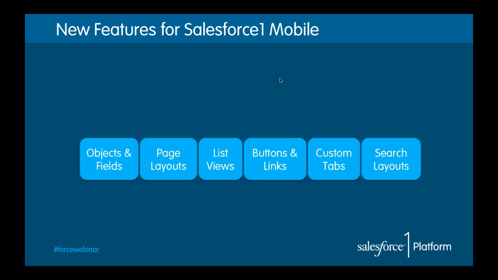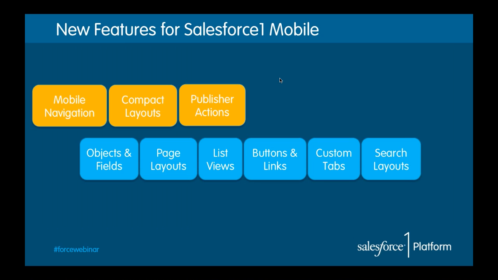And now it's reading those same layouts for the mobile app. For example, if there are fields your users can see on a page layout on the desktop browser app, they will see those same fields on the mobile app. Now, there are some new features that will let you customize things that are special about the mobile experience. These are mobile navigation, compact layouts, and publisher actions.